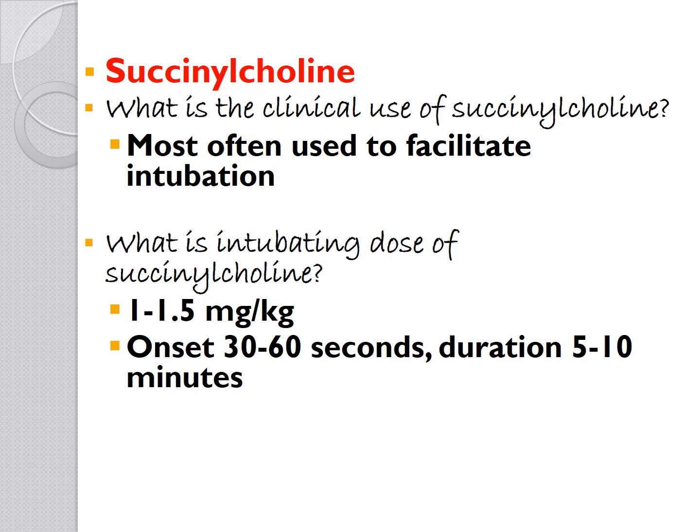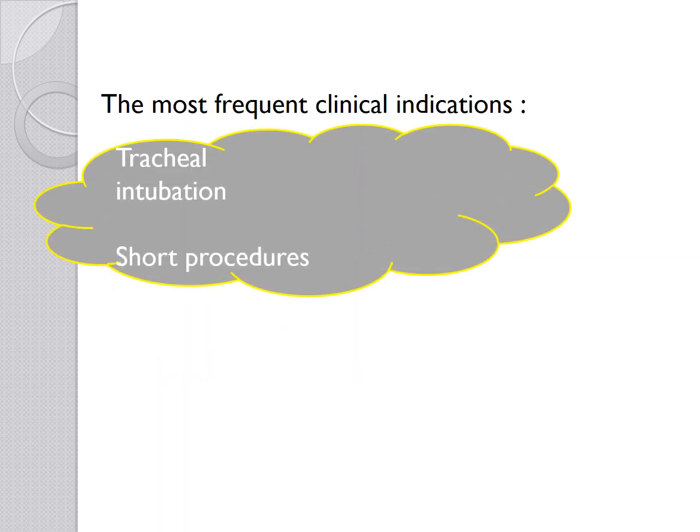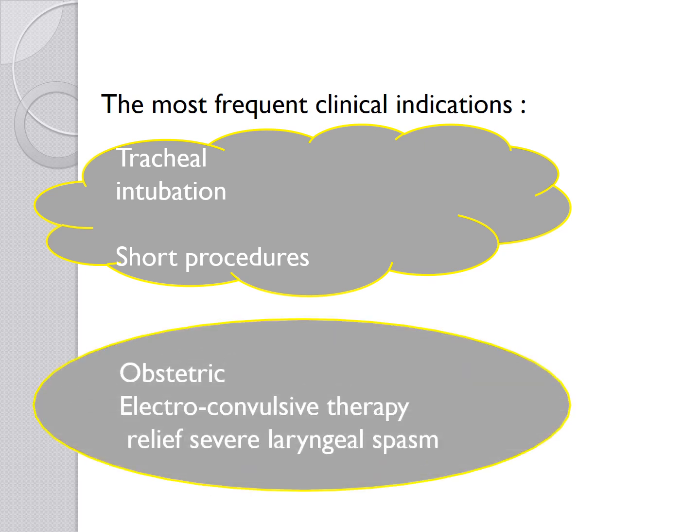The clinical use of succinylcholine is most often to facilitate intubation, and the intubating dose of succinylcholine is from 1 to 1.5 mg per kg. Onset of action is very short, from 30 to 60 seconds, with duration from 5 to 10 minutes. The most frequent clinical indications: tracheal intubation, short procedures, obstetric surgery, electroconvulsive therapy, and relief of severe laryngeal spasm.